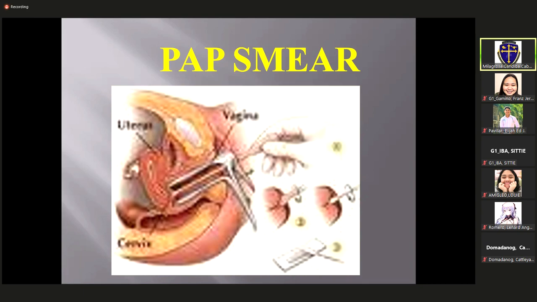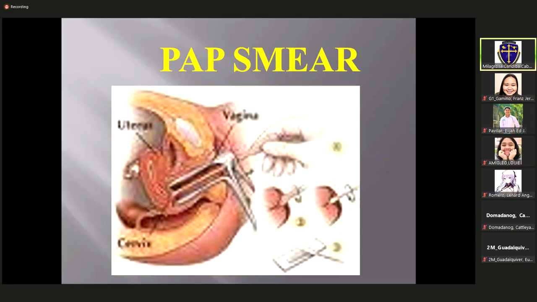We also check the presence of human papilloma virus, okay? You have already heard that some people now get injected with immunization to protect themselves from this particular virus that causes cervical cancer. Alright? So, that's it, guys. This is the pap smear or your Papanicolaou smear.